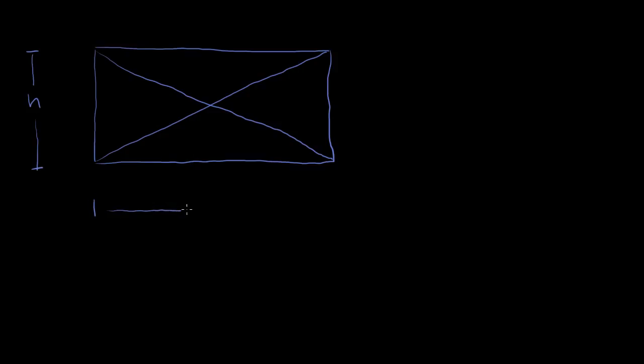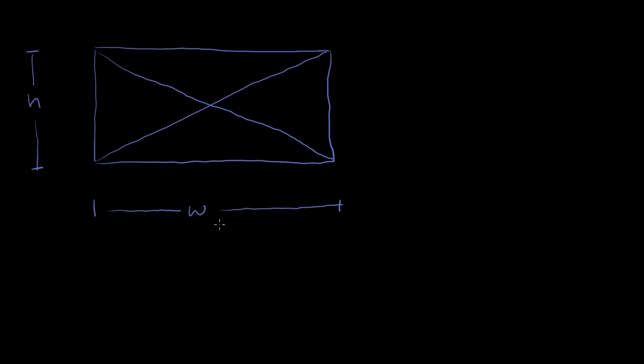Let's say we've got a rectangle. Draw the rectangle. There's the rectangle, and we have two diagonals across the rectangle. That's one of them, and then we have the other diagonal. This rectangle has a height of h, so that distance right there is h, and it has a width of w.